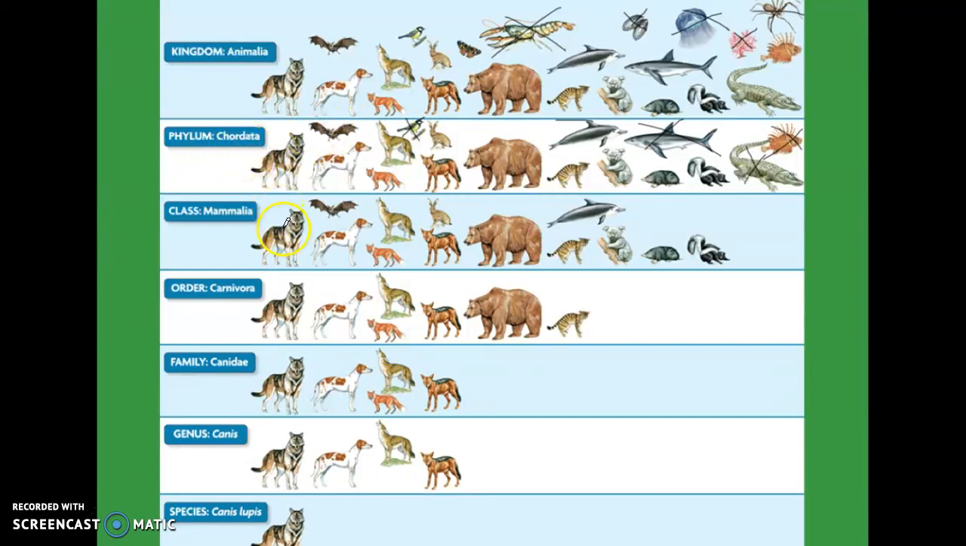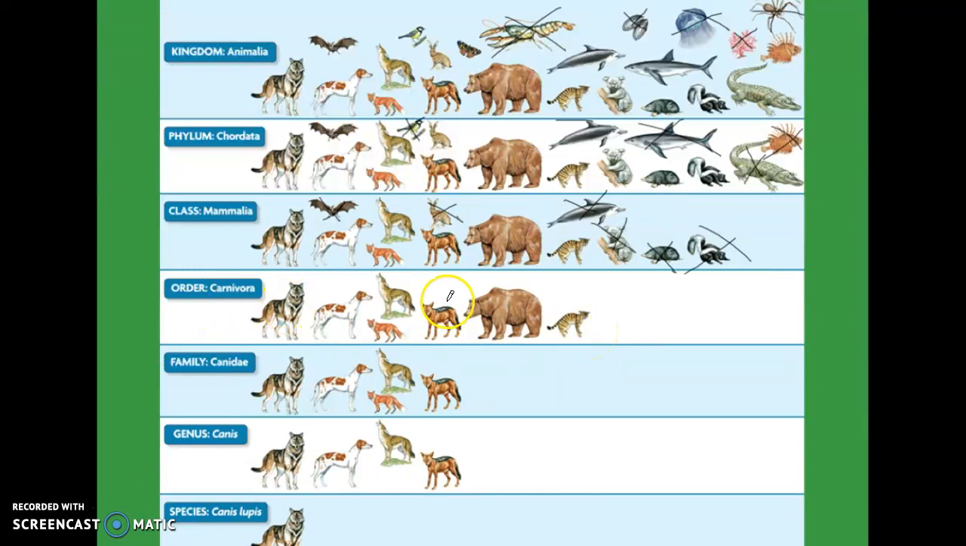Order. So the order is Carnivora, so that's animals that are carnivores. Obviously a rabbit is not a carnivore, so it doesn't get to move to the next group. Bats are not carnivores, dolphins aren't carnivores, hopefully koala bears aren't carnivores, neither are moles or skunks. So now we have a smaller group, we're getting more specific.